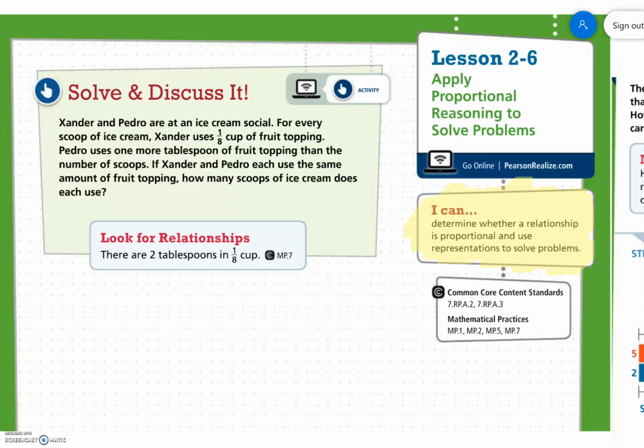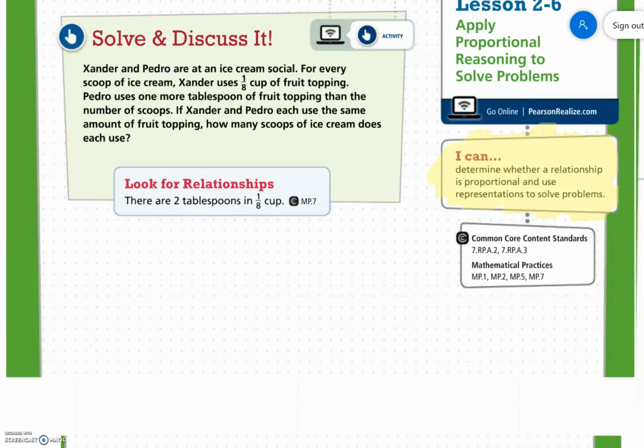Xander and Pedro are at an ice cream social. For every scoop of ice cream, Xander uses 1 cup of fruit topping. Pedro uses 1 more tablespoon of fruit topping than the number of scoops. If Xander and Pedro each use the same amount of fruit topping, how many scoops of ice cream does each use? Well, first thing, I noticed that Xander uses cups of fruit topping and Pedro uses tablespoons.